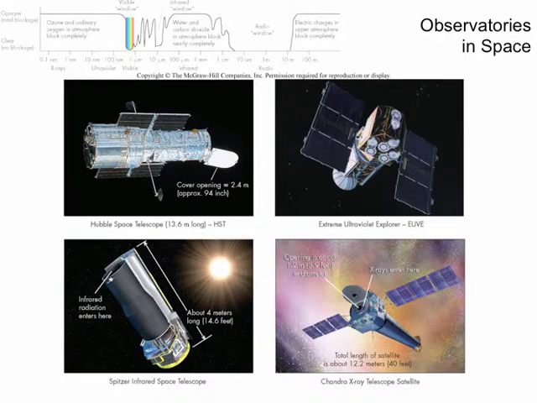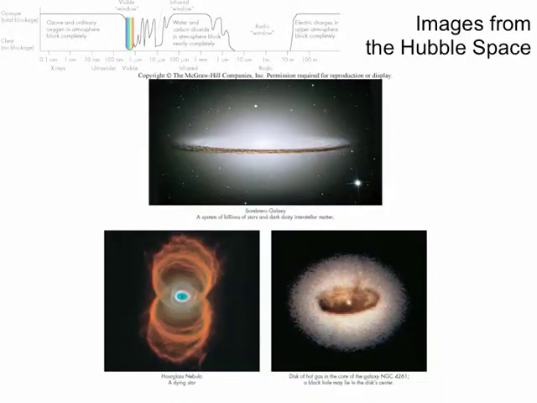But space is really the best solution. We have none of the problems of absorption, seeing, or light pollution when we have a telescope in space. This is why space-based telescopes are so popular. Here are some examples for you. Hubble Space Telescope is one of the most famous, but there are others. There are ultraviolet, X-ray, and infrared telescopes in outer space. Here are some images that Hubble was able to take.